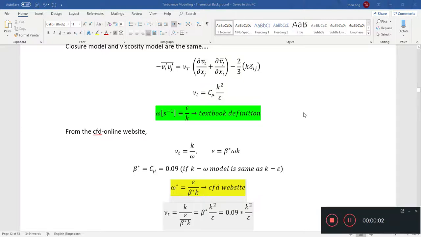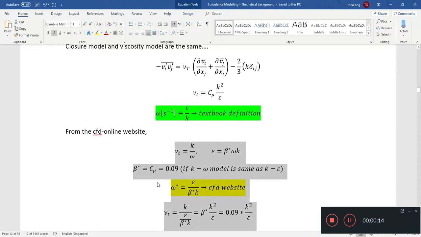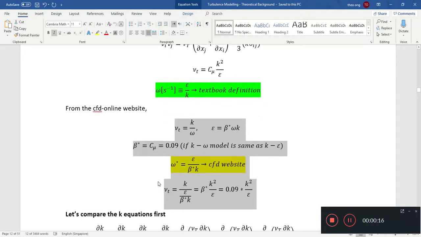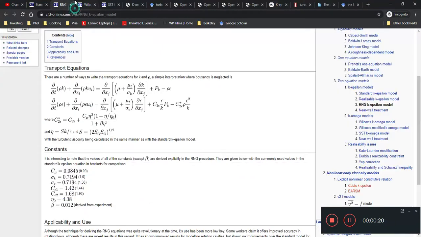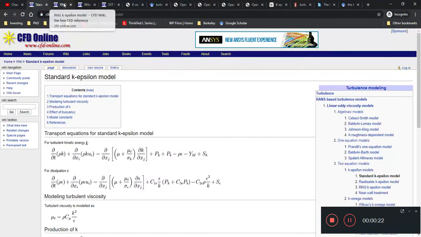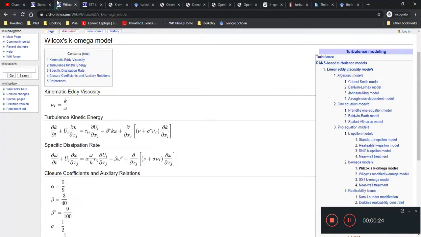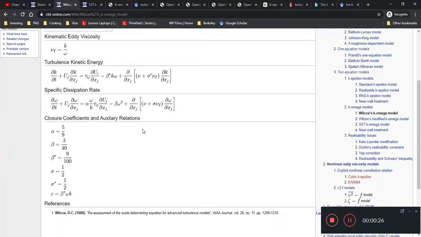And hello, welcome everyone to this continuation on our discussion of the k-omega model in this turbulence modeling series. In the last video, we were comparing some turbulent viscosity models on the website from CFD Online. So this is a standard k-epsilon model, and this is the k-omega model.